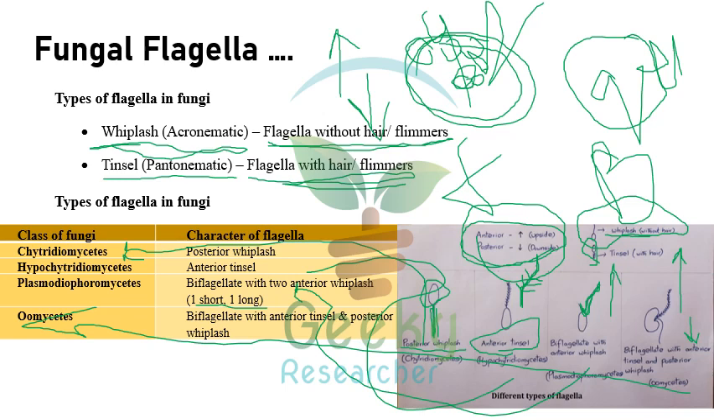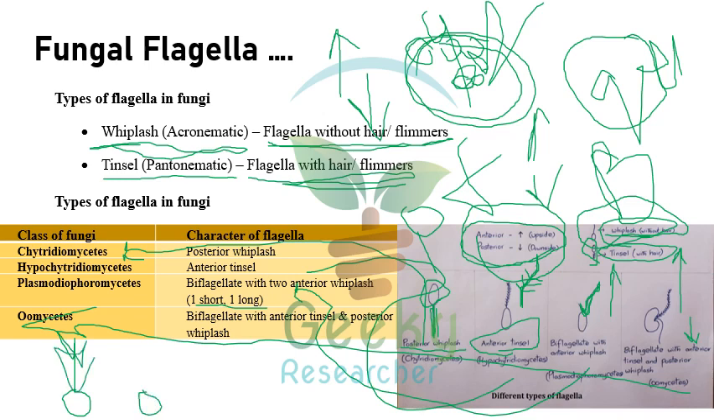Okay. Anyway, let me tell once again. If the flagellum is upside, it is called anterior. If it is downside, it is called posterior. If the flagellum has no hair, it is called whiplash. If the flagellum has hair, it is called tinsel. So Chytridiomycota produce posterior whiplash type of flagella. When it comes to Hypochytridiomycetes, they produce anterior tinsel. Anterior means upside, tinsel means hair.